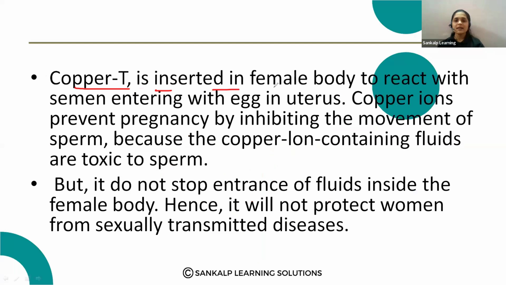Copper T is inserted in the female body to react with the semen entering with the egg in the uterus. Copper ions prevent pregnancy by inhibiting the movement of the sperm. So the copper T releases copper ions that inhibit the movement of the sperm, but it does not stop the entrance of the fluids inside the female body.